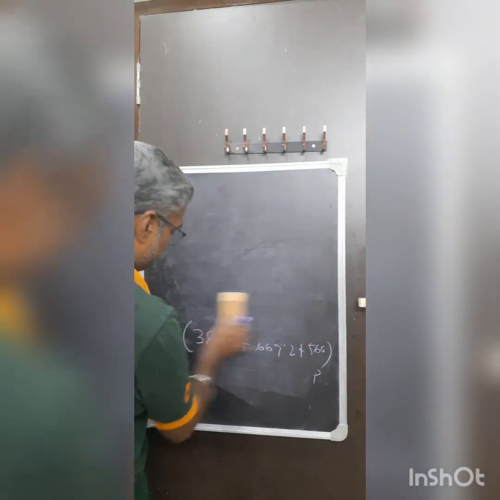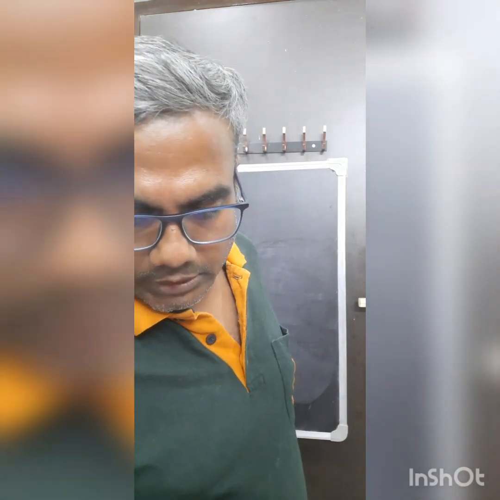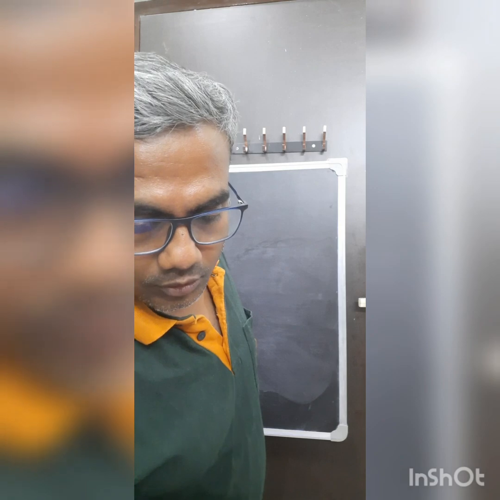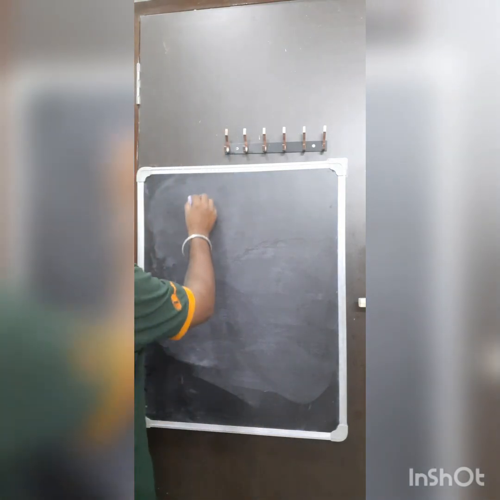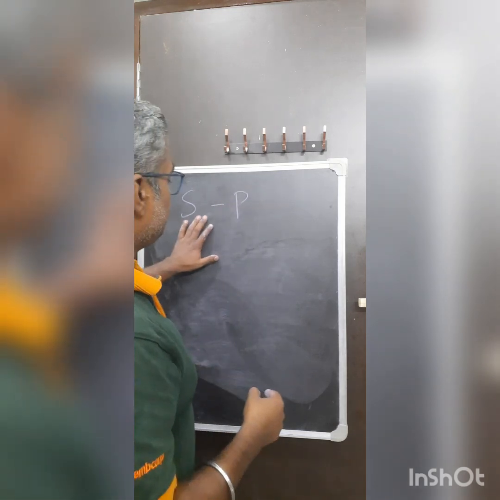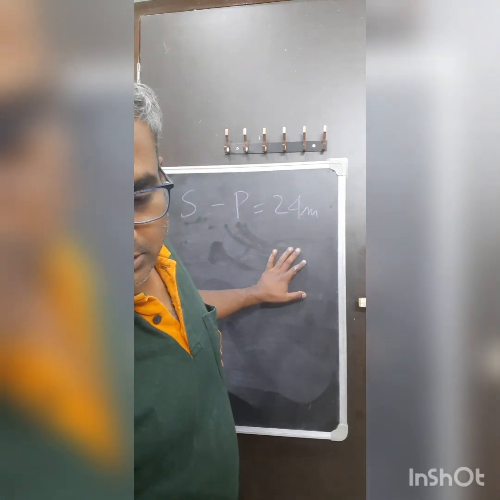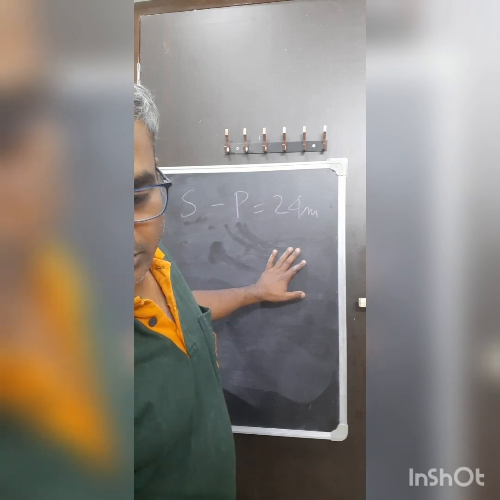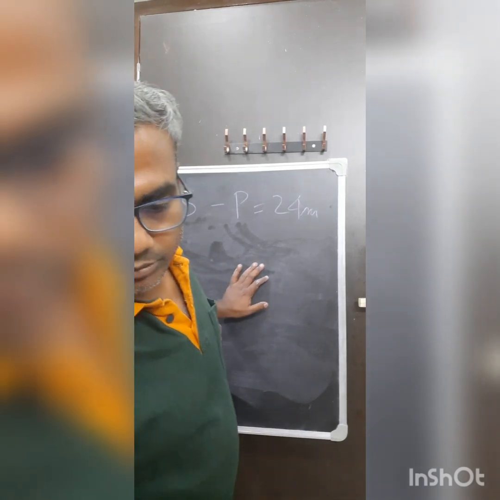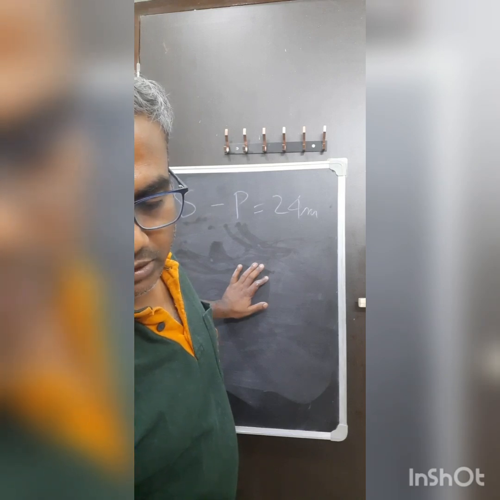Now coming to the third sum. Here it says Mr. Stitchman had 24 meters more cloth than Mr. Pantman. So there are two characters, one is Stitchman, one is Pantman. The difference between the cloth of the Stitchman and the Pantman is 24 meters. This is the first condition, and the second condition says Stitchman used 12.8 meters of cloth, whereas Mr. Pantman used 11.9 meters of cloth every day.